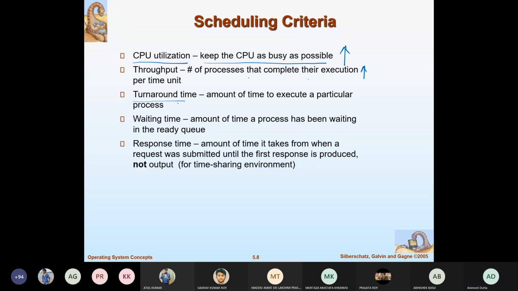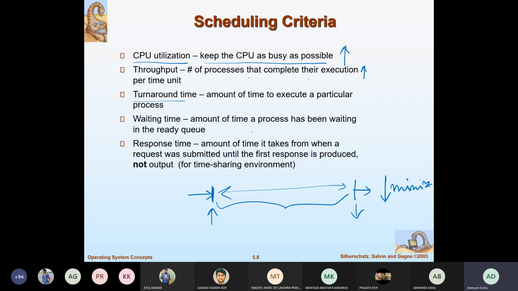Turnaround time. Amount of time to execute a particular process. That means you submit a process to the system and it gets executed. The time at which you submit and the time at which the process gets executed and terminates, this duration is called the turnaround time. So again, what do you want? Maximization or minimization? Minimization.